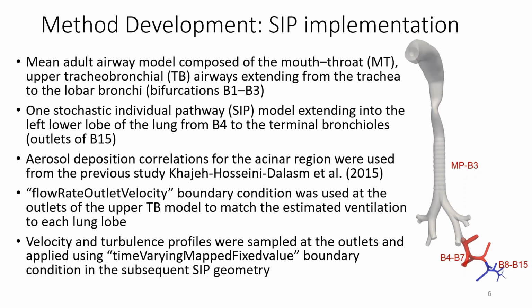Further, aerosol deposition correlations from a previous study were combined with the SIP model. We have used a flow rate outlet velocity boundary condition in the upper airway outlets to match the estimated ventilation to each lung lobe. Further, we have sampled the velocity and turbulence at the outlets and applied them using a time-varying mapped fixed value boundary condition in the subsequent SIP geometry.